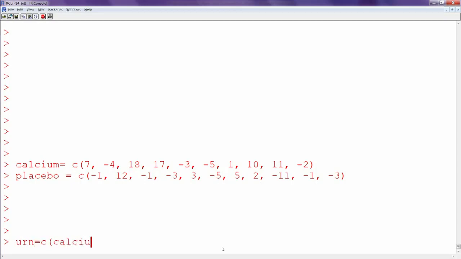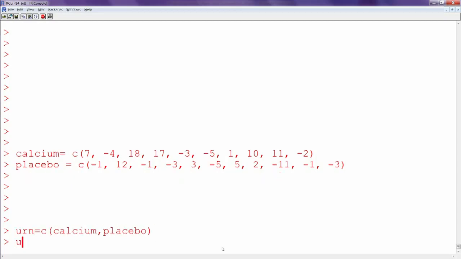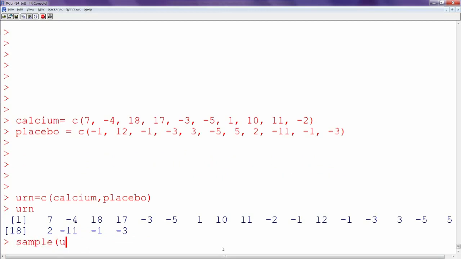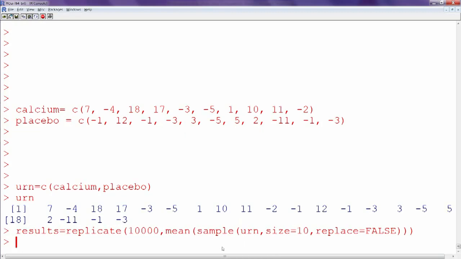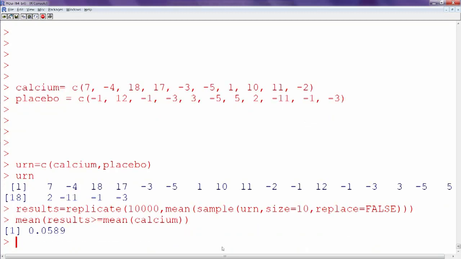To create the urn, let's combine the calcium group data with the placebo group data. And then each time from the urn, let's sample 10 people with no replacement, and each time I'm going to calculate the mean. To simulate this, I need to use the replicate function, and let's replicate 10,000 times. And let's store the results in results. Now let's see what fraction of the time in our experiments we got something greater than or equal to the actual calcium group data. That only happened roughly 6% of the time, which is quite rare.